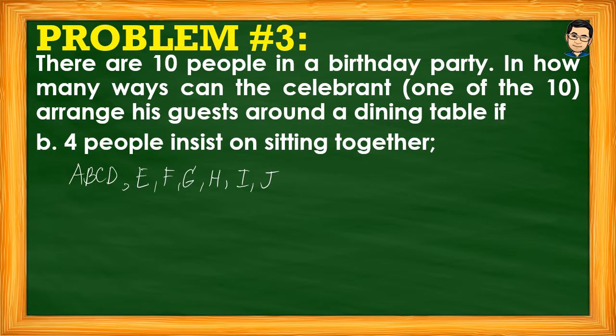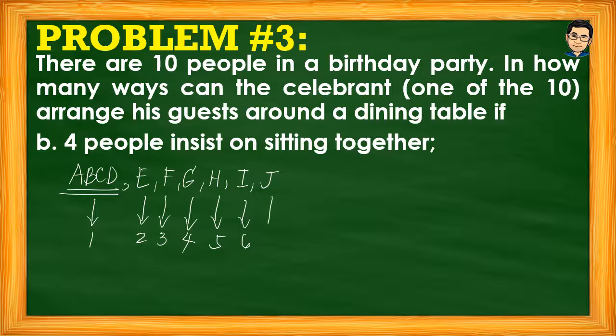So, yung nauna po natin, ito yung 4 na tao na nag-insist na kailangan magkakatabi sila. So, kahit mang saang arrangement man sila, kailangan magkakatabi. So, iti-take natin sila as 1. And then, E, 2, F, 3, G, 4, H is 5, I, 6, and then J, 7. Okay. Next. Apply natin yung formula.